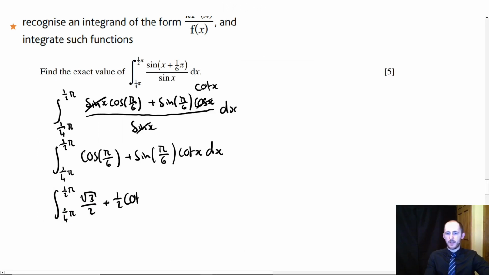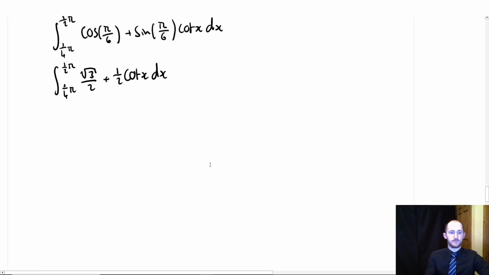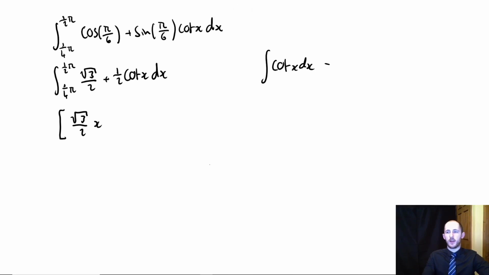So what we need to do is now integrate this, right? Now the first part is pretty easy, yeah? The first part, all I need to do is add an x after that because it is a constant. But the tricky part is integrating cot x. Well, if I look at cot x, that is the same as cos x over sine x.